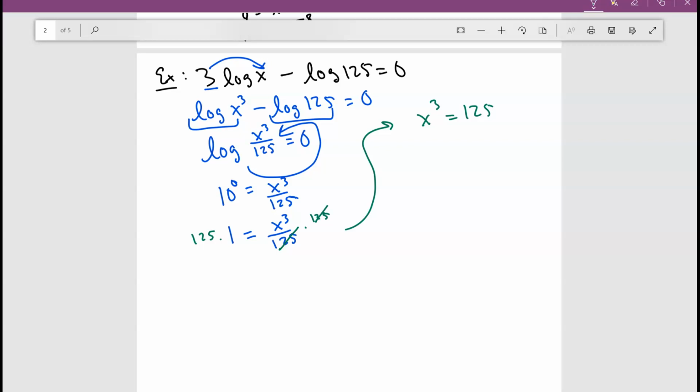And the last thing I want to do, how do I get rid of that cubed? Well, I just cube root both sides. So x is going to be equal to the cube root of 125, which is going to be equal to 5. Okay. And all you got to do is just plug this 5 back in there and you'll see that it gives some positive vibes, so it's all good.